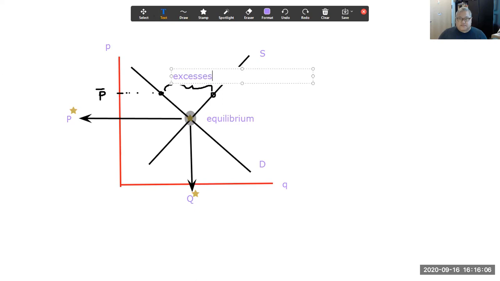So there are instances in which a market is not in equilibrium, and that would be described by a price that is too high relative to the equilibrium, yielding an excess supply of the good, or a surplus. That's another way of referring to this: a surplus or excess supply.